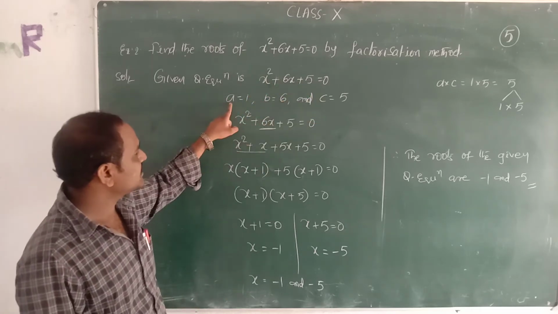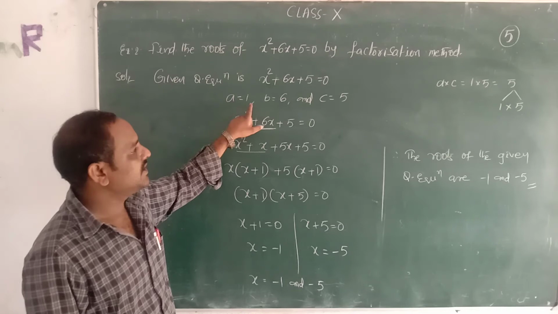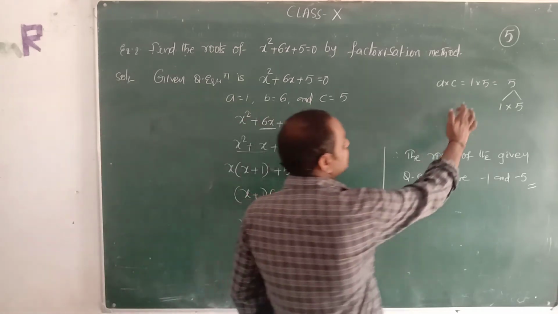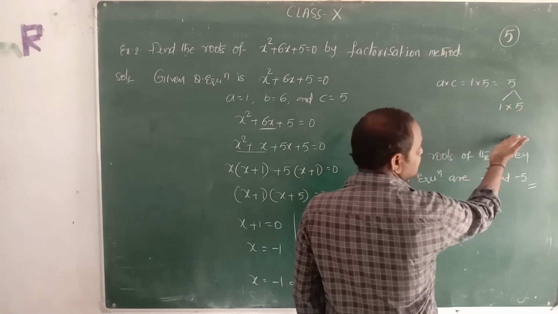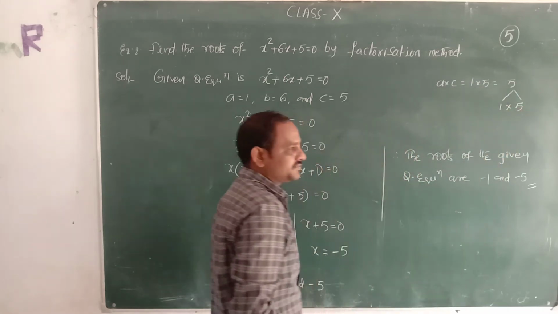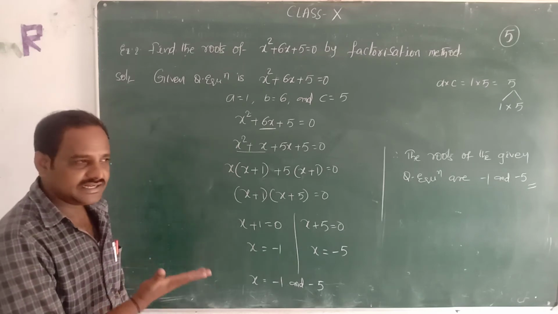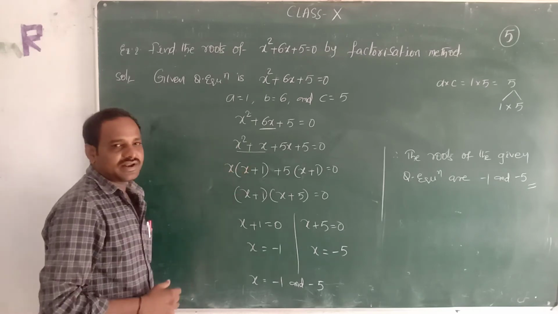What is the coefficient of x square here? A is 1. And what is the constant term? C is 5. So a into c means 1 into 5, that is equal to 5. What are the factors of it? 1 and 5. Because it is a prime number, it has only two factors, 1 and itself. So we got 1 and 5.